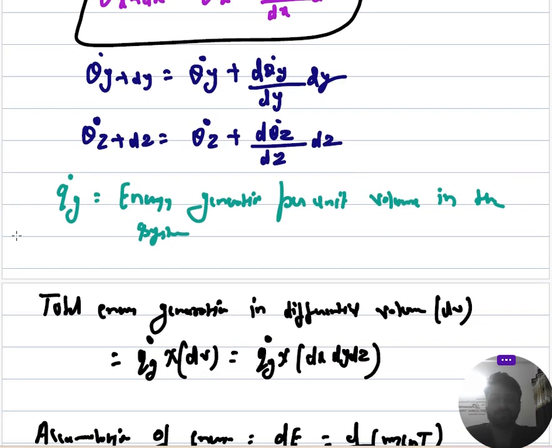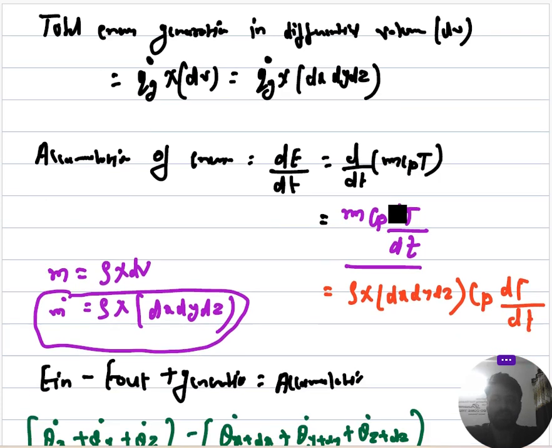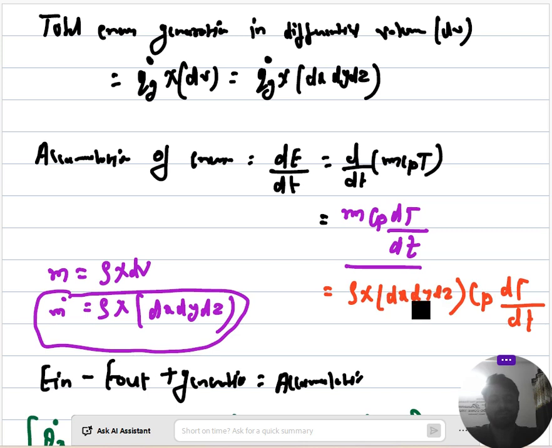Now I am going to assume that q dot g is the energy generation per unit volume within the solid, right? Obviously, in the above formula we have to use this energy generation. So the total energy generation in the differential volume will be the volumetric heat generation multiplied by the differential volume, that is q dot g into dx, dy, and dz, right? The accumulation of energy within the solid will be d by dt of the internal energy of the solid. Internal energy can be written as m cp T. And what is m, the mass of the differential volume? That is rho into volume. So rho is there and the differential volume is there.